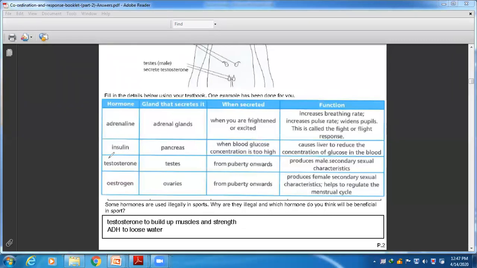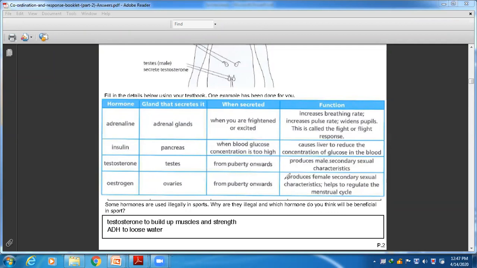When it will secrete from puberty onward, this hormone is actually responsible for secondary sexual characters in females, and also this hormone is responsible to regulate the menstrual cycle. First I will discuss female secondary sexual characters, like what are the changes that come in the female body when she reaches puberty and onward.